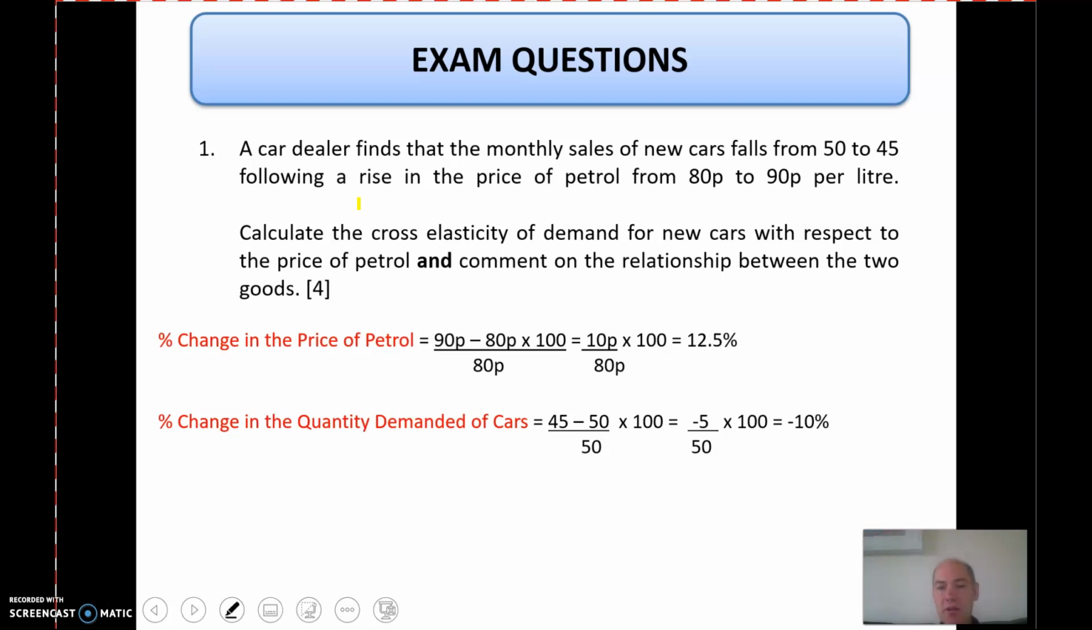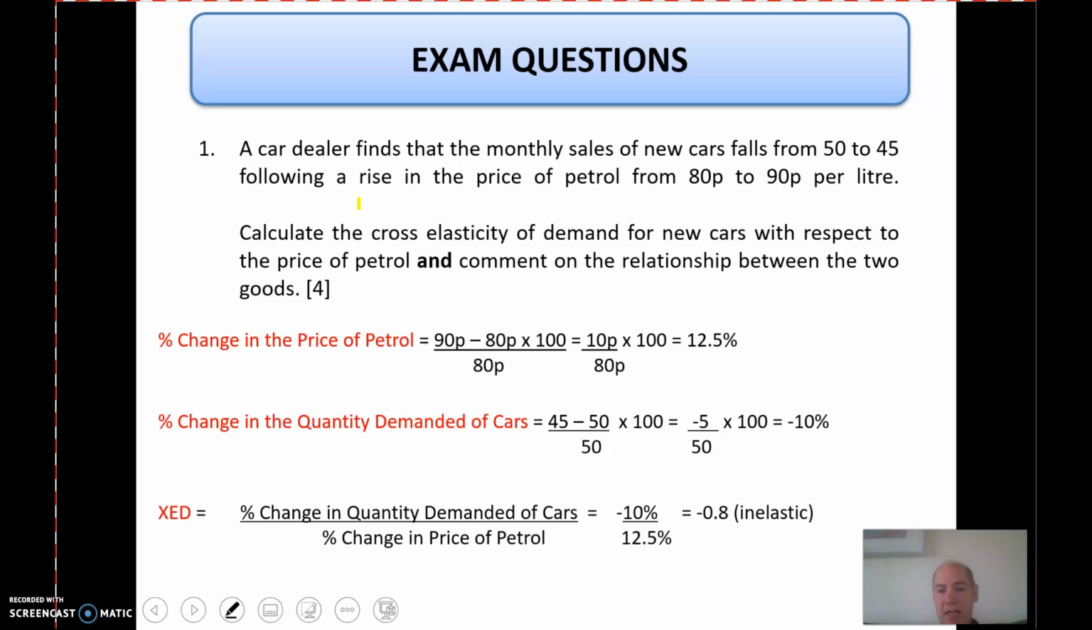The percentage change in quantity demanded of cars: demand had fallen to 45, so 45 minus 50 divided by 50 times 100. Work it out, it gives you minus 10. Put all your figures in, and the 12.5% rise in the price of petrol led to a 10% fall in quantity demanded. And the figure is minus 0.8.